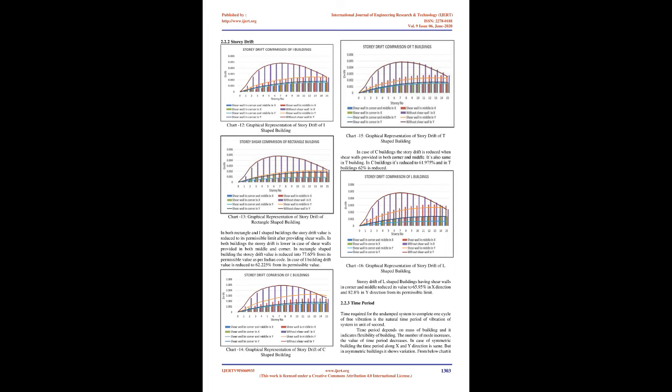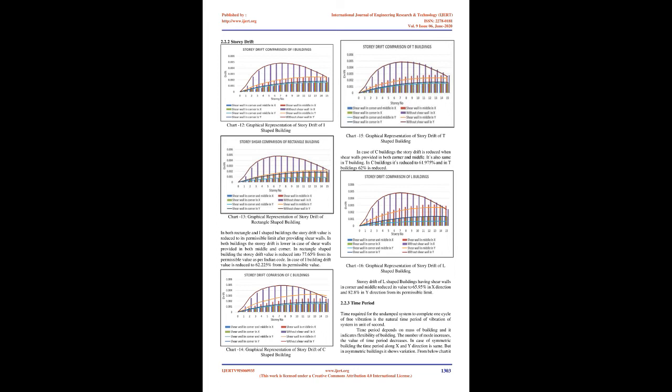Chart 16, graphical representation of storey drift of L-shaped building. Storey drift of L-shaped buildings having shear walls in corner and middle reduced its value to 65.95% in X direction and 82.8% in Y direction from its permissible limit.